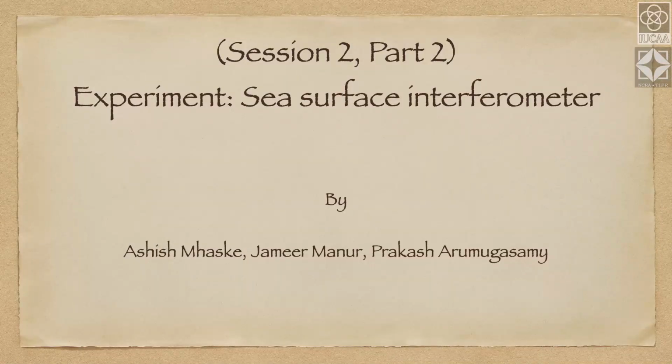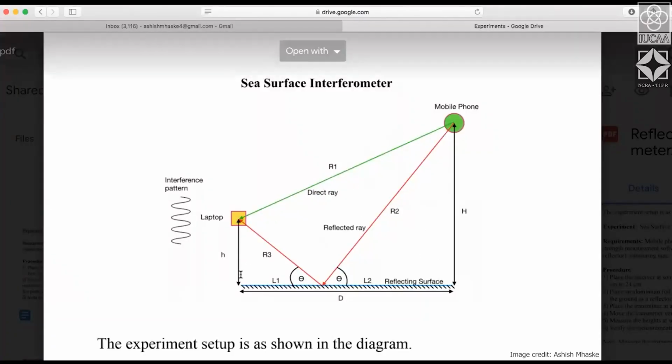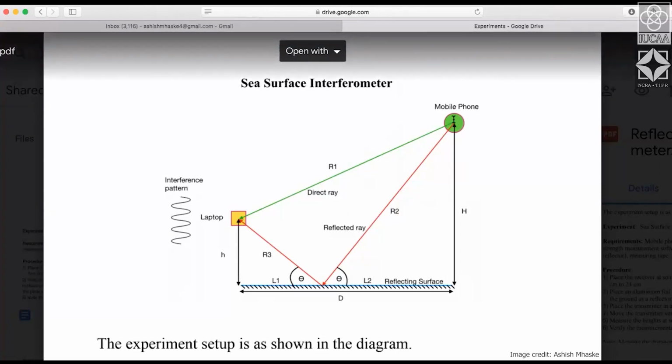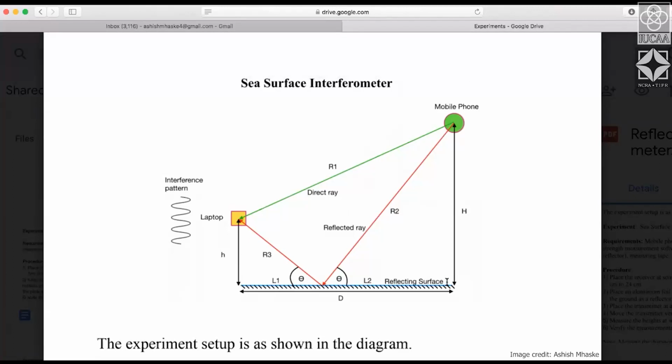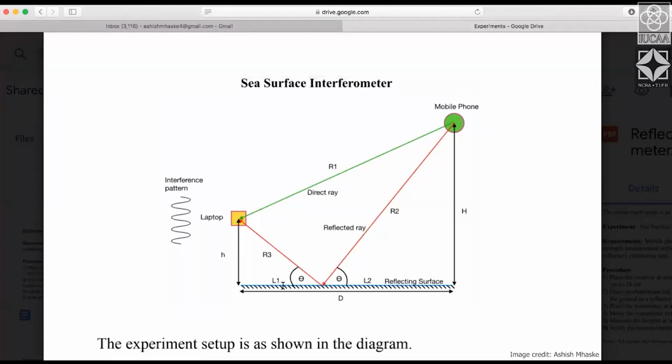So the next experiment is the sea surface interferometer. Here you have a transmitter and a receiver. Suppose your laptop is kept at some height and you have your mobile phone which is transmitting. You keep some fixed distance between your laptop and the mobile phone. So there are some known quantities in this setup. For example, you know the height at which you have kept the laptop from this reflecting surface. You know the distance between the laptop and the mobile phone.